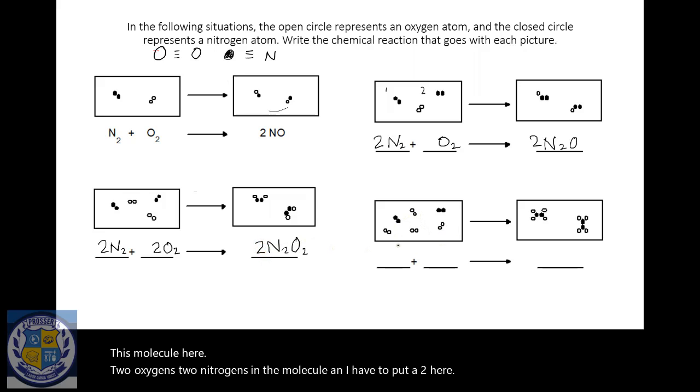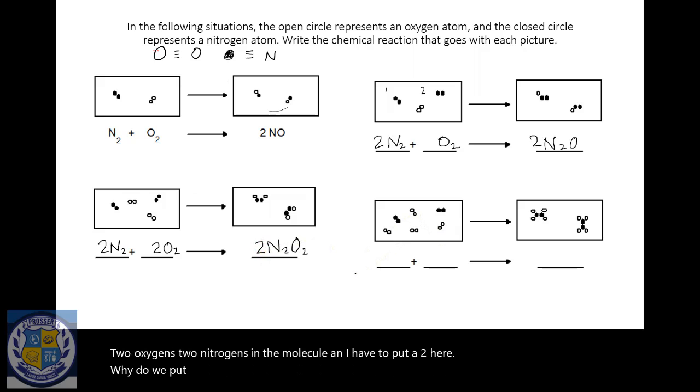Okay. Why do we put the nitrogen first? Well, it's to the left. If you look at the periodic table, it's to the left of the oxygen. You always try to put the element that has the lower electronegativity to the left. And in this case, the nitrogen is to the left.